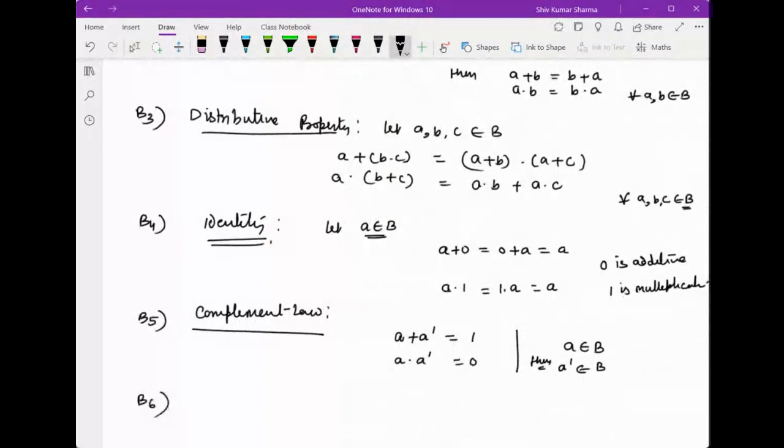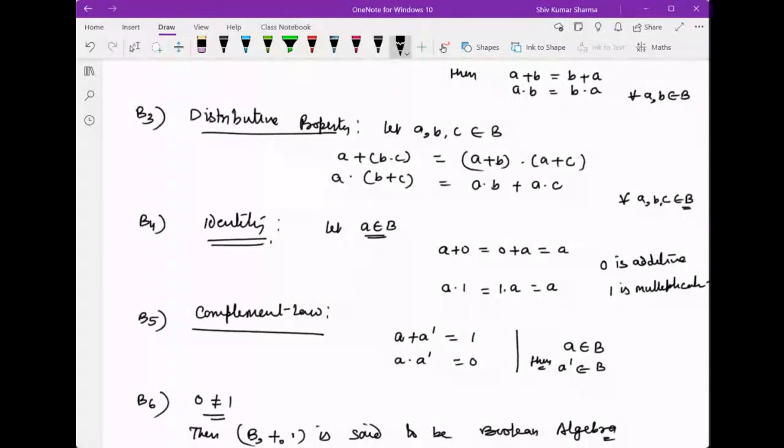If any set satisfies these, then the set is said to be a Boolean algebra. As a sixth condition, we write 0 is not equal to 1. So the additive identity is never equal to the multiplicative identity; the number 0 is not equal to 1. Basically we satisfy all 5 properties. Then we write B under addition and multiplication is said to be a Boolean algebra. If any set satisfies these properties, it is said to be a Boolean algebra.